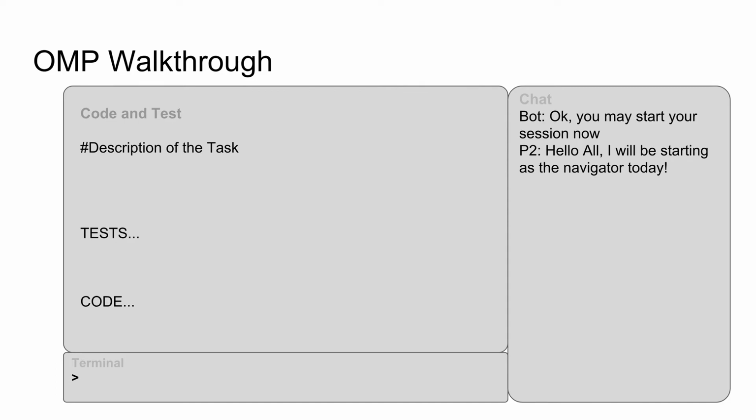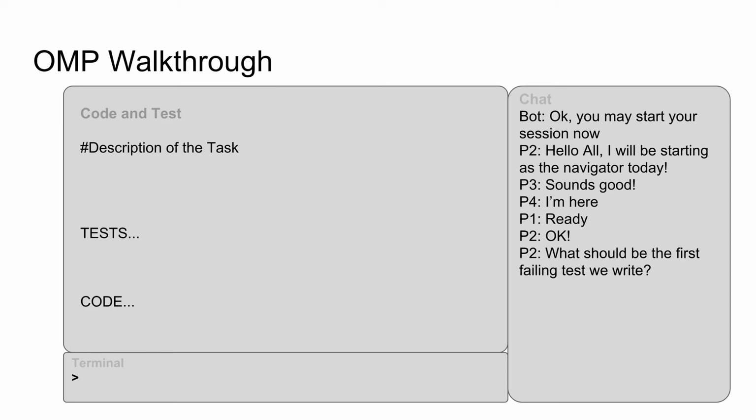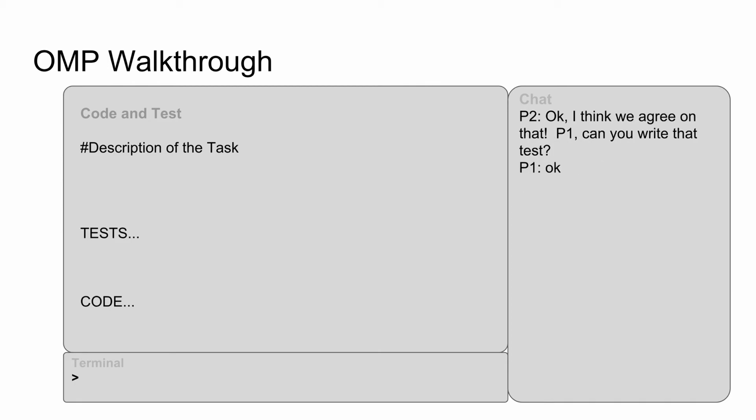To begin, the navigator should start by leading a discussion of how to begin solving the problem. Remember, mob programming works best when using test-driven development, so the first step should be to write a failing test. Once the navigator feels the group has reached a consensus about what to do first, they should instruct the driver to begin writing that test. No one should write any code until this happens.